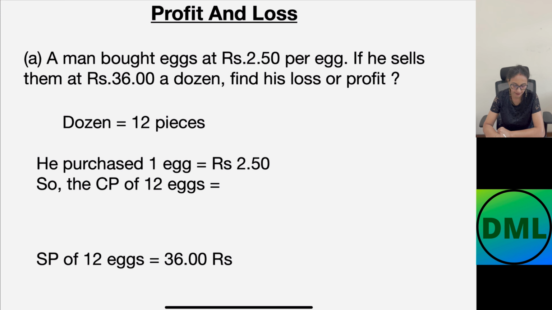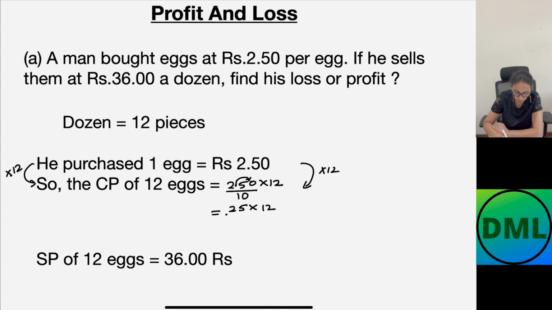The cost price of one egg is rupees 2.50. We need to find out the cost price of 12 eggs. How do you reach from 1 to 12? I multiply by 12. The same operation I have to do here also, multiplied by 12. Let's multiply 2.50 by 12. Let's move this decimal one digit to the right hand side. The meaning is that you are writing 10 in the denominator. Now in the numerator it will be 25 times 12 over 10.